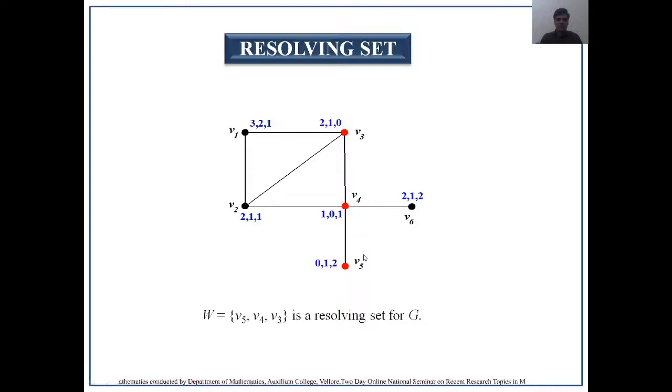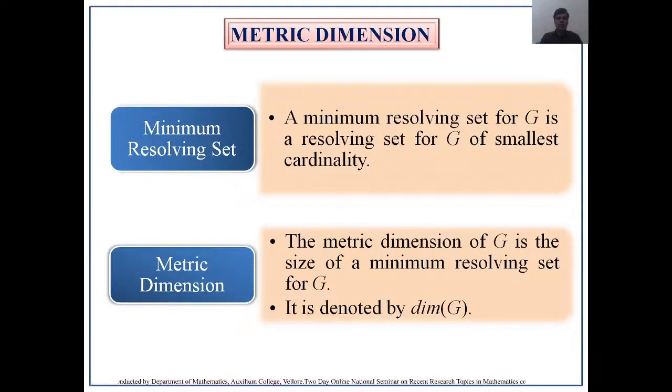graph G. Now, let me explain what is minimum resolving set and metric dimension. A minimum resolving set for G is a resolving set for G of smallest cardinality. We have to minimize the number of vertices in the resolving set. When we are unable to minimize further, that becomes the minimum resolving set, and that is what is required for us. And what is then metric dimension? Metric dimension is the size of the minimum resolving set. That means how many vertices are there in the minimum resolving set. That is what metric dimension is. Metric dimension is denoted by dim of G.